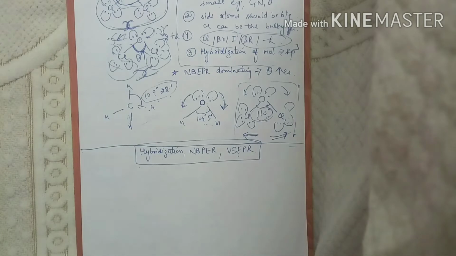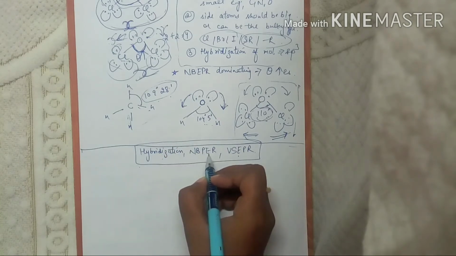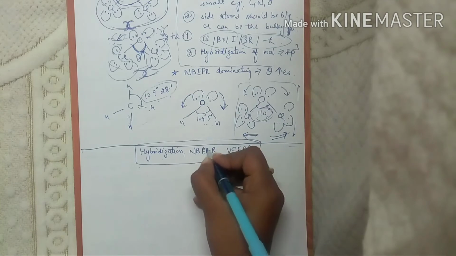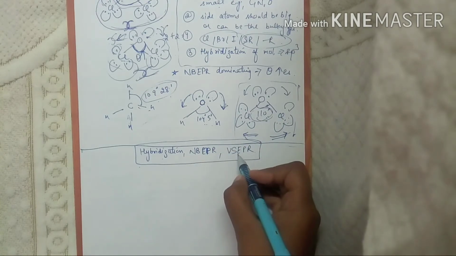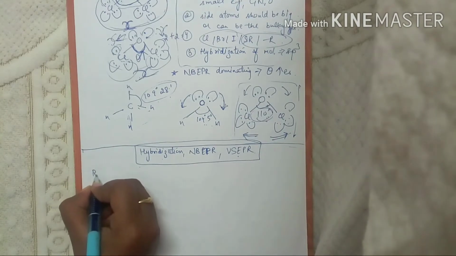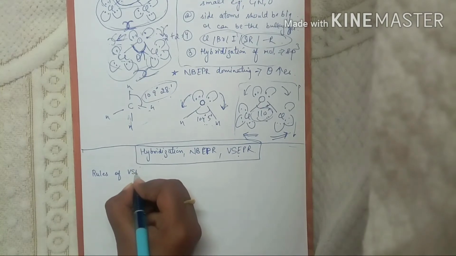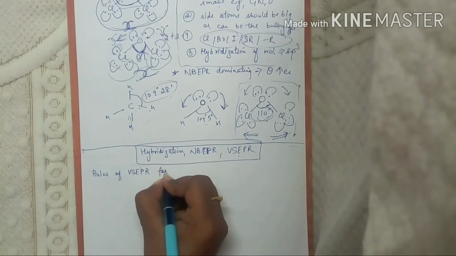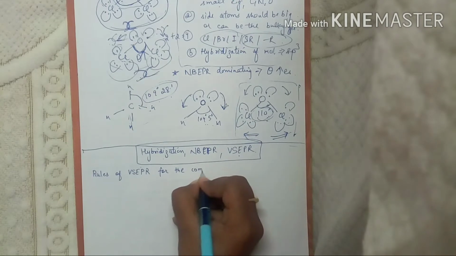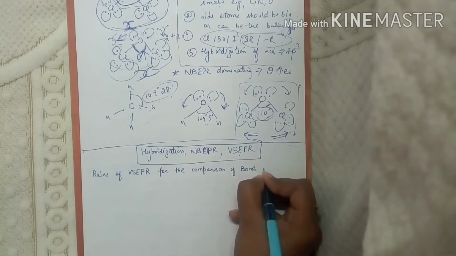So this is going to be the last video of chemical bonding. In previous videos we have studied hybridization and non-bonding electron pair repulsions, and now we are going to study the rules of VSEPR, valence shell electron pair repulsion, for the comparison of bond angles.